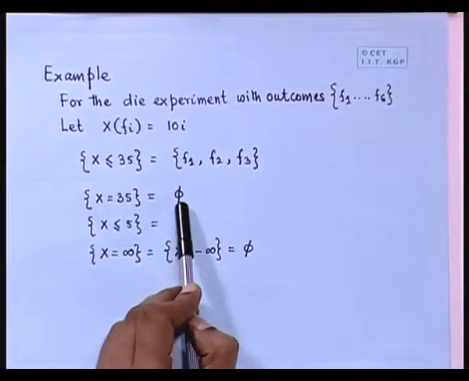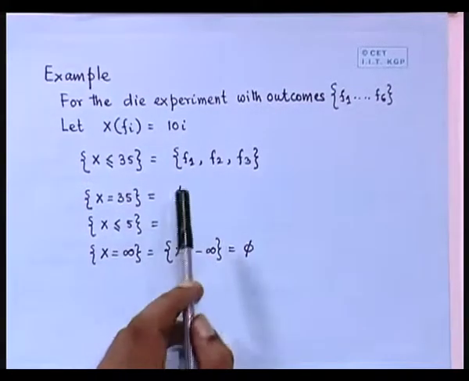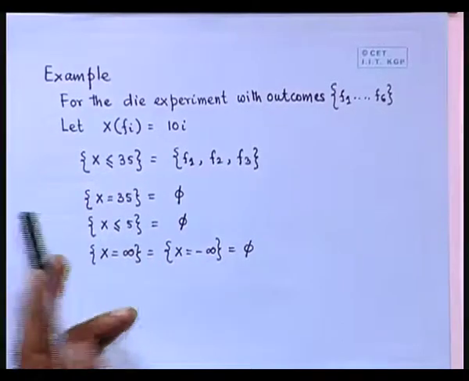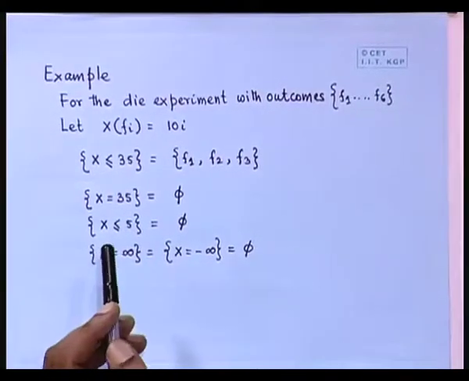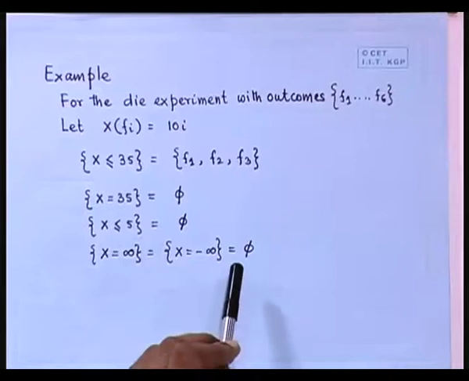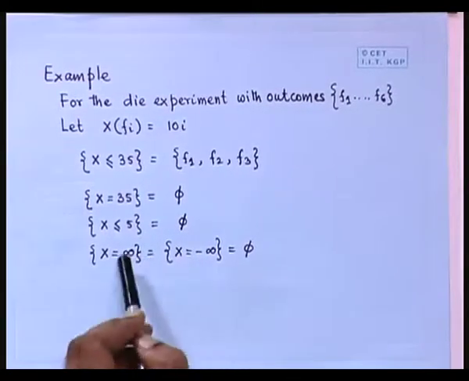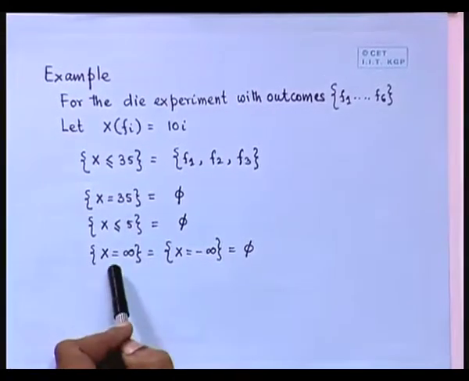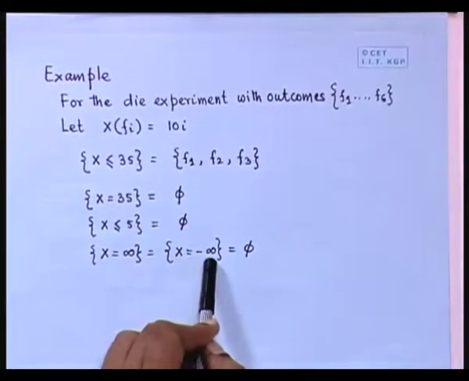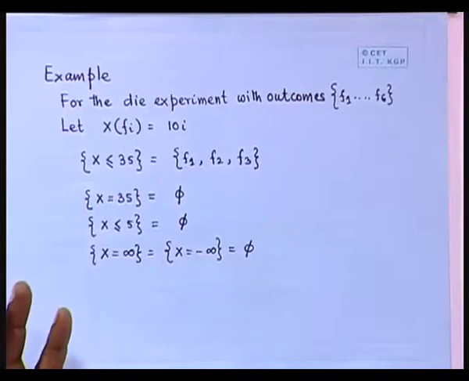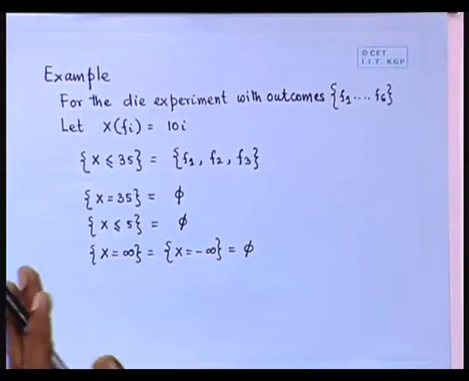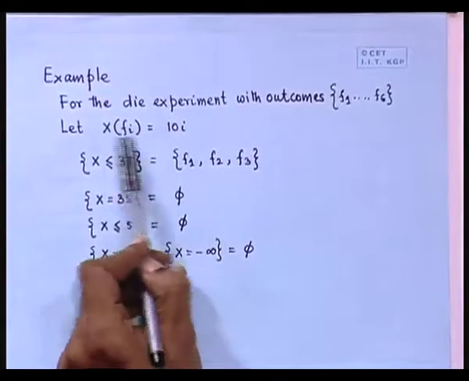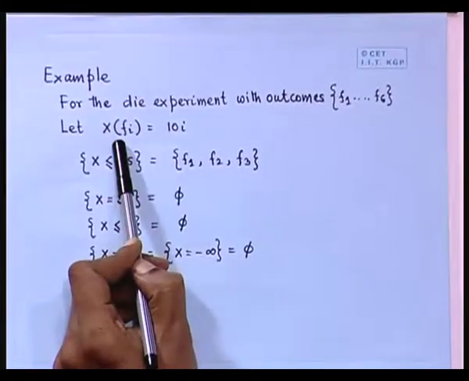So it is also a valid event. It is the impossible event, but it is a valid event. Similarly, X less than or equal to 5 will also give you the null event, and just to see that the property is satisfied, X equal to infinity and X equal to minus infinity are both 5. So that property is satisfied. So this is a valid random variable.